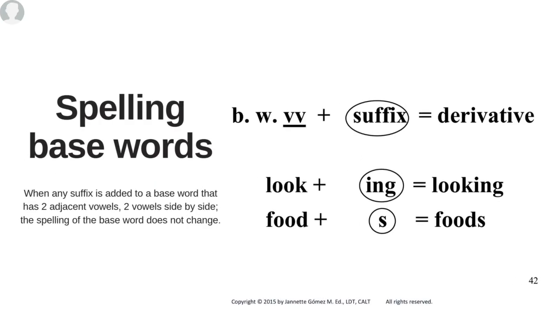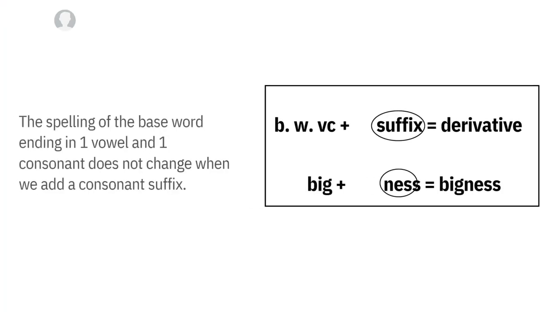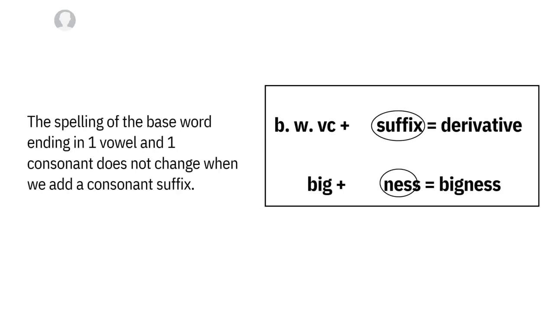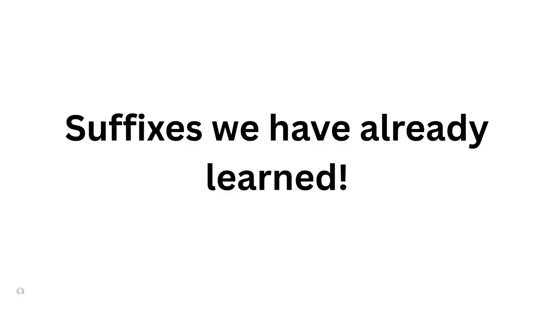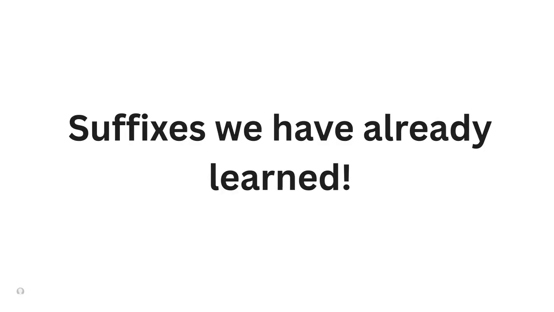Spelling base words. When any suffix is added to a base word that has two adjacent vowels, two vowels side by side, the spelling of the base word does not change. The spelling of a base word ending in one vowel and one consonant does not change when adding a consonant suffix. Let's review suffixes we have already learned.